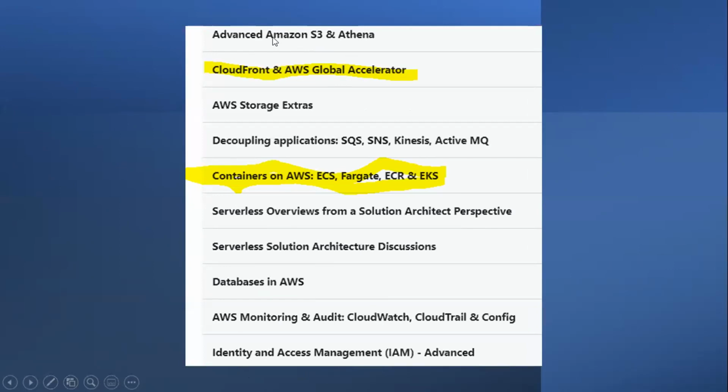Like S3 and Athena, we discuss AWS storage in detail, and most of the things we'll do, 90% of it, is lab part. Even sometimes we discuss theoretical things only about 30%, and we don't discuss containers because this is altogether a different topic and a different certification. But almost 80%, 80 to 90%, I will cover from the AWS Solution Architect Associate course.